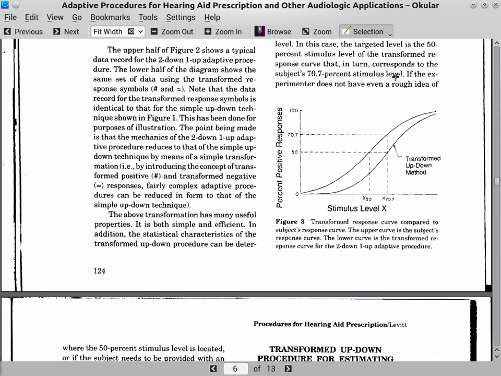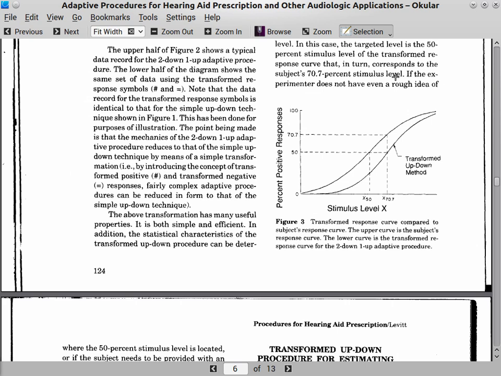But I did like how they talked about using this transformed up-down procedure for estimation of PB max. Can anyone give me kind of an overview of that and talk a little bit about how they use the transformed up-down procedure for estimating PB max? I didn't really get it, honestly. Okay. I read over it, I just don't. Was it more you didn't understand the purpose or the procedure? I didn't understand the procedure.